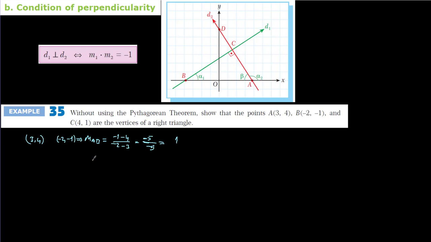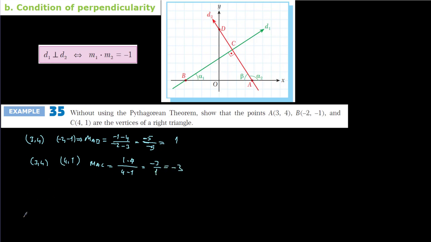Now the second one, let's say AC. I'm going to choose the points A and C. This is 3 and 4, and here this is 4 and 1. If I apply the formula y2 minus y1 over x2 minus x1, it is equal to 1 minus 4 divided by 4 minus 1, which is minus 3 over 1. That's equal to minus 3.